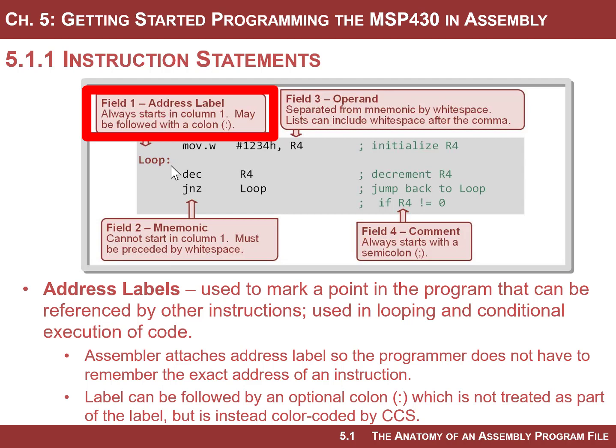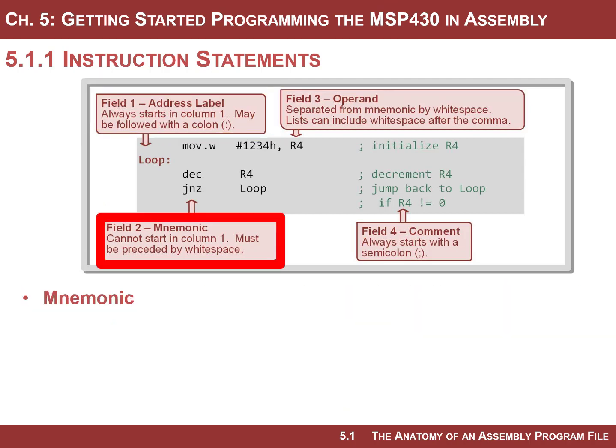But CCS will actually recognize the colon and say, oh, this person is putting in an address label, and it'll color code it for you. So notice in this example, it's kind of a red. That's because I put the colon there. If I didn't put the colon, it would just be like black. So it's just a graphical thing. So that's what an address label is.